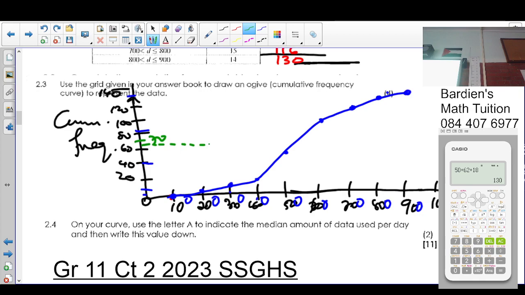We take our ruler, we go across there, and then we turn the ruler 90 degrees and we go down. So that is where I will read A, the median amount. Can you see that? If that is 500 and this is 600, there is 550, so I would say 530. So approximately 530. What did you guys get?